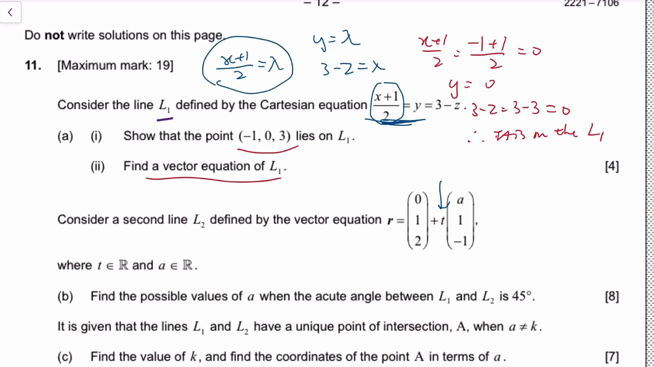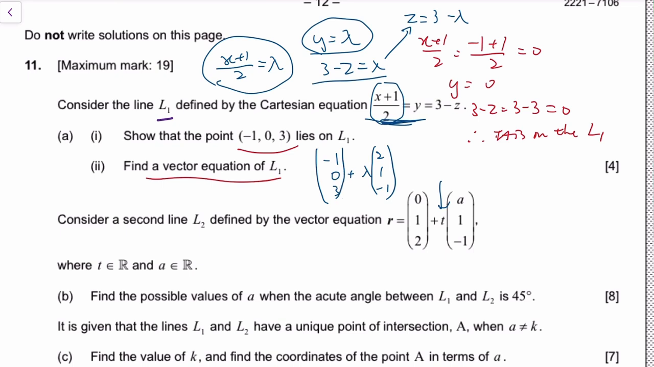So here, if you make x the subject, you get what? 2 lambda minus 1. So that's -1 plus 2 lambda for x. And then y is just lambda, so it's 0 plus 1 lambda. And z would be, what's that, 3 minus lambda? So z is 3 plus -1 lambda. And then you put it like a vector. Obviously this is x, y, z, but we replace x, y, z by r, then that's the vector form.